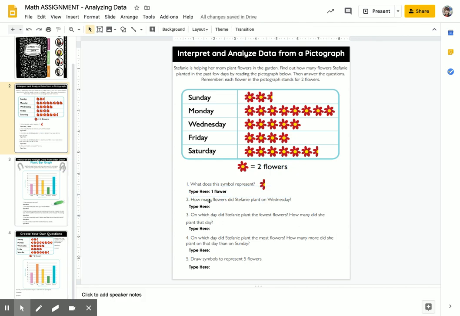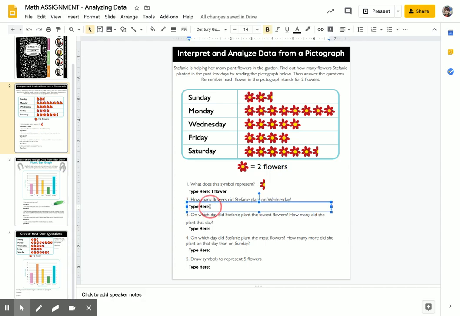Question 2 says, how many flowers did Stephanie plant on Wednesday? So we need to go to the Wednesday line and skip count by 2. 2, 4, 6, 8, 10. Stephanie planted 10 flowers. It's always important to put your unit instead of just the number 10 as well.